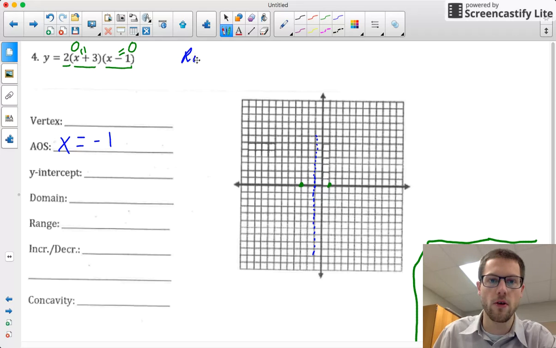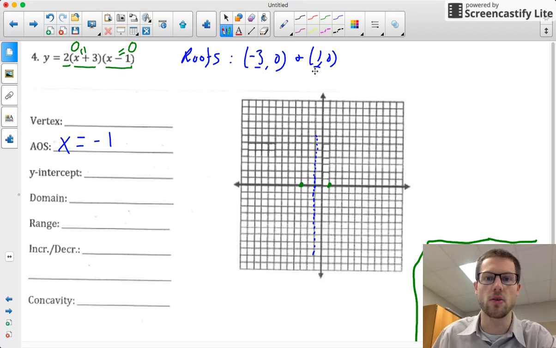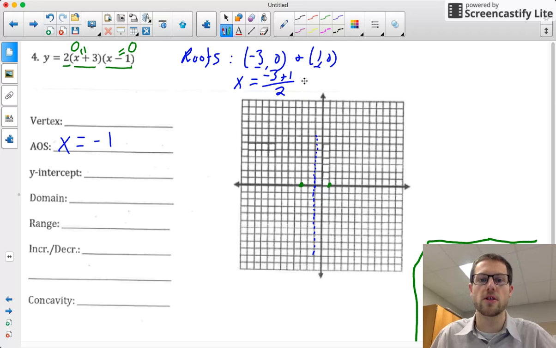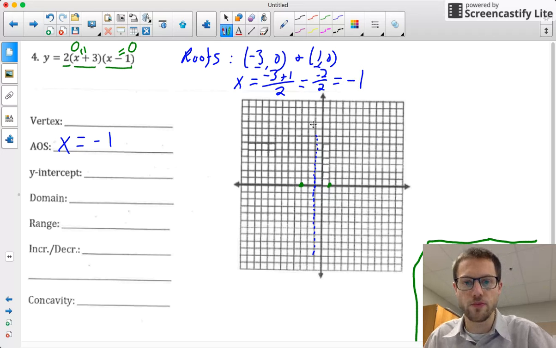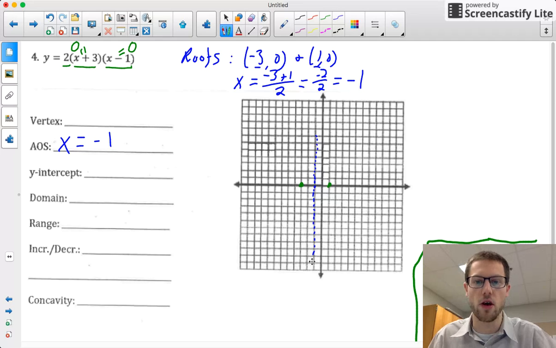If my roots are (negative 3, 0) and (1, 0), I could take the average between these two numbers. So the x will be given as negative 3 plus 1, and I need to divide by 2. That's going to equal negative 2 over 2, which also gets me negative 1. So once I have this negative 1, I know that my vertex is somewhere on this line. All I know so far is that my vertex has a negative 1 as the x-coordinate.